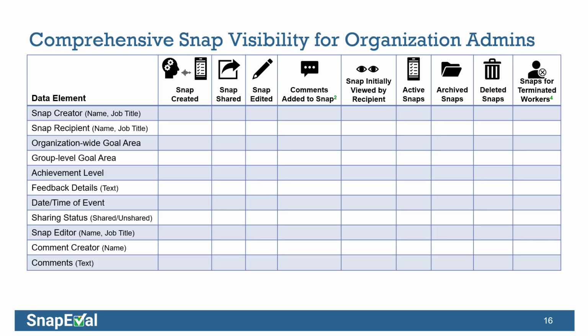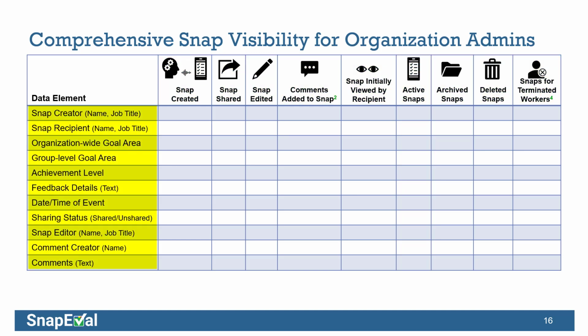But the key thing I want to point out here is this. As it relates to snaps, which are our common currency, if you will, for creating and sharing feedback, you as an organization administrator have full visibility to the entire life cycle of a snap. So if we look across the top axis here, from snap created to snaps for terminated workers, all those different columns, this is essentially the life cycle of a snap that it can go through.